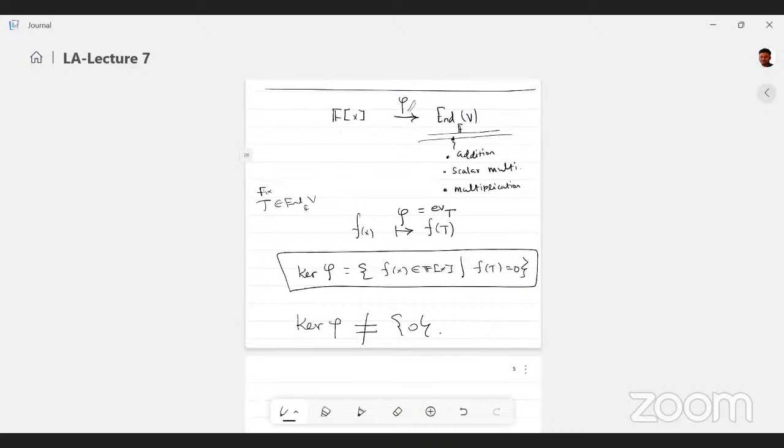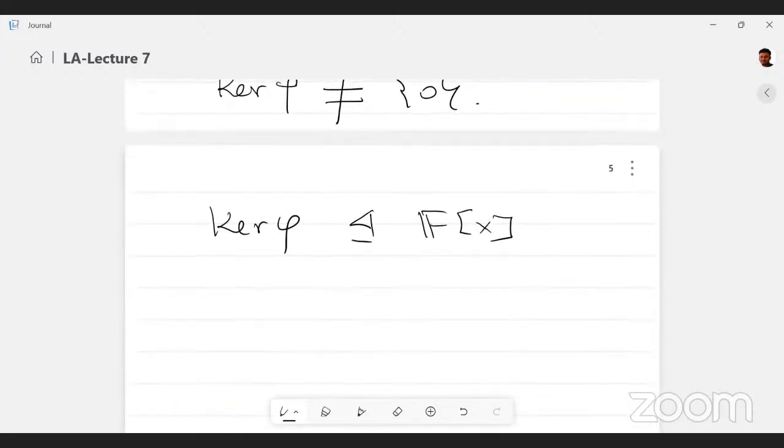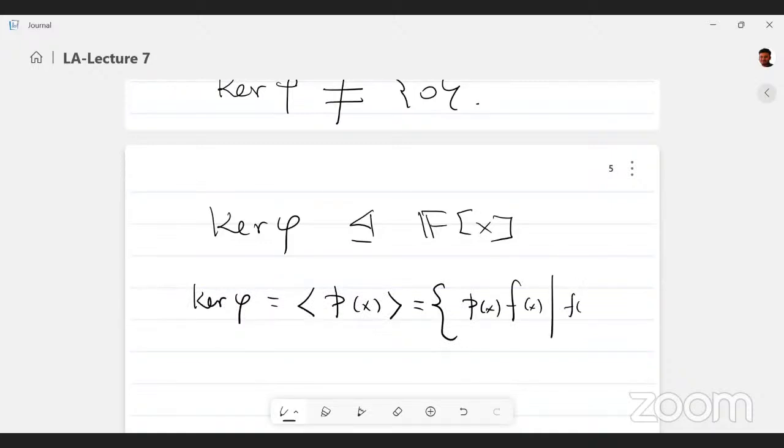But this kernel of phi is an ideal inside F[x]. We know some information about F[x]: it is a very nice algebra, a principal ideal domain. So in particular, this kernel of phi will be generated by some polynomial, call it p(x). That means the kernel consists of p(x) times f(x), where f(x) comes from F[x], and p(x) is of least degree.